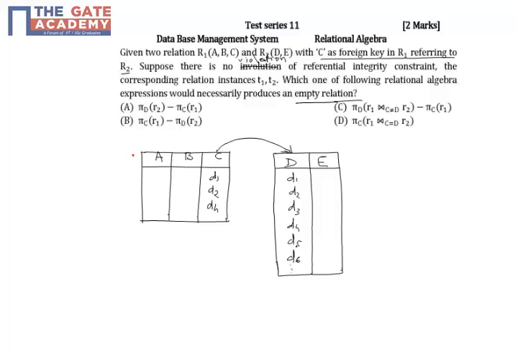Thus the correct answer to this question is option B, where we subtract the values of attribute D in relation R2 from the values of attribute C in relation R1. That is, we get all the values for attribute C in relation R1 which do not occur for attribute D in relation R2, and from this we can easily verify that it will return an empty relation.